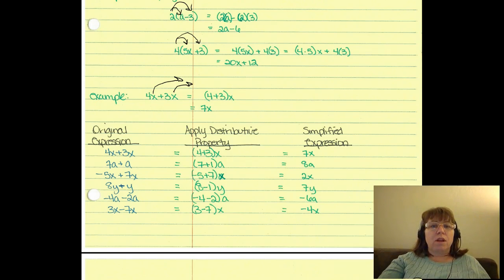Pause the video. Look at how we can pull out the common variable and then simplify the expression. We have a rule, the distributive rule, that allows us to do this, but if you think in terms of, hey, I just have apples, I just need to combine all my apples, how many apples do I have?